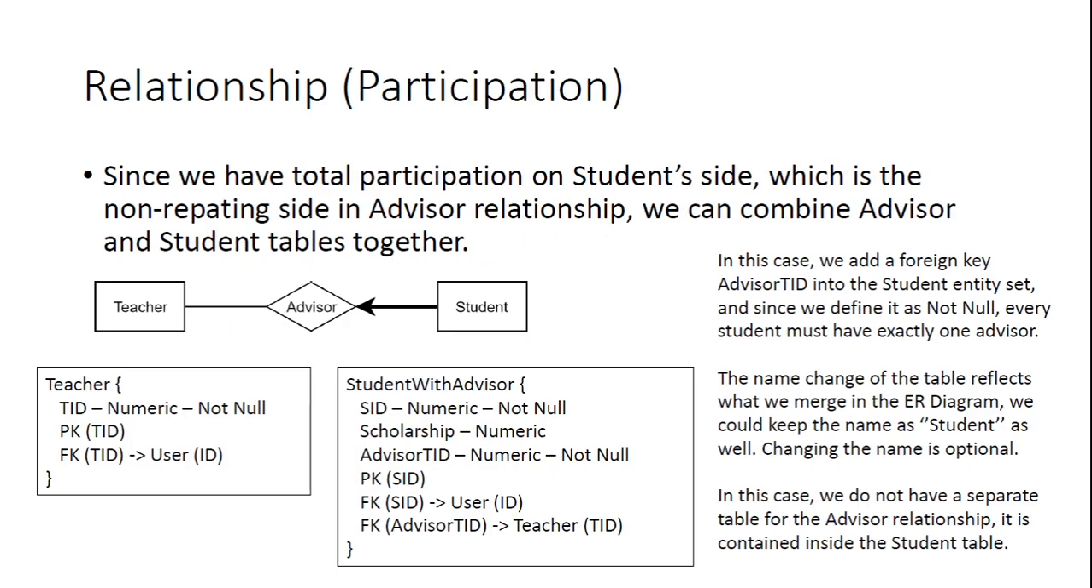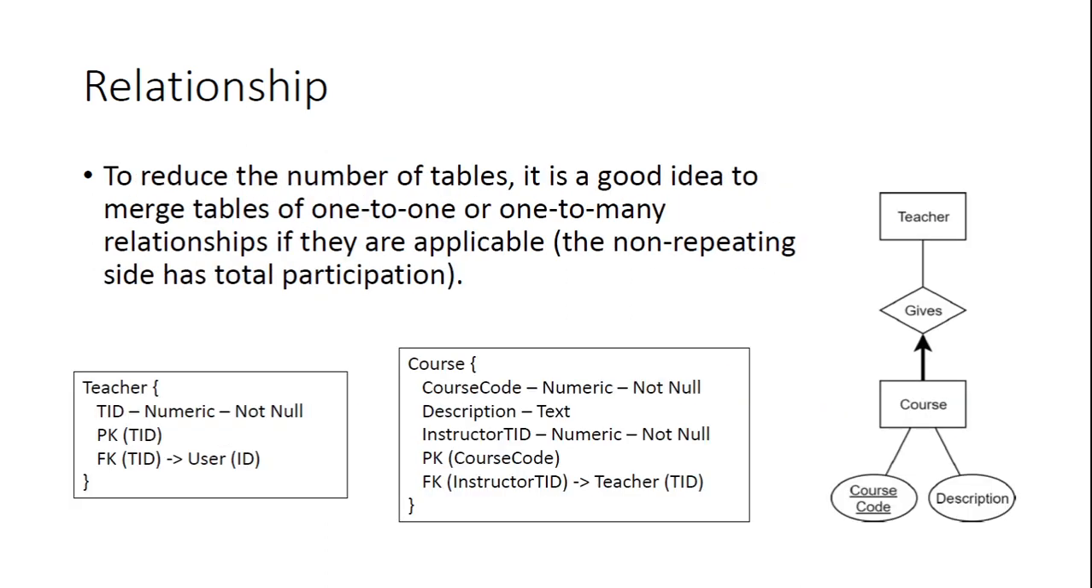Because, for example, in this one, you have to have some advisor to create the student. Otherwise, it is not going to allow you to create a student. But if you are doing it in the implementation, there is a chance that maybe something goes wrong and it can still be inserted into the database, but it is not going to enforce the total participation, for example. So because of that, for one-to-one and one-to-many relationships with total participation on the correct side, it is better to merge them.